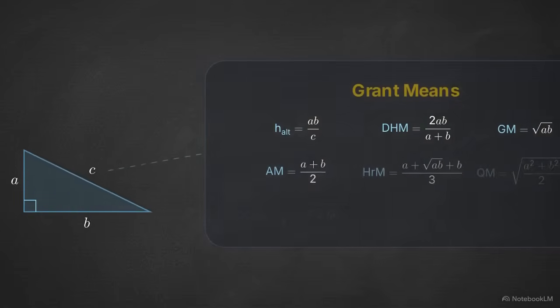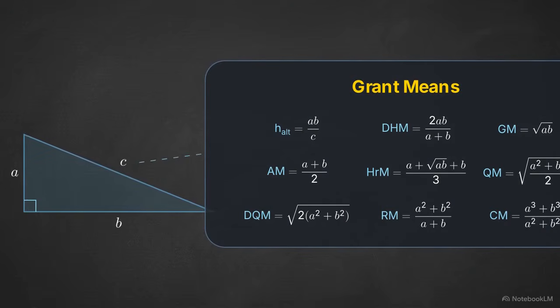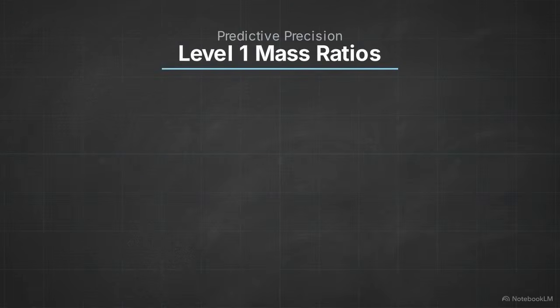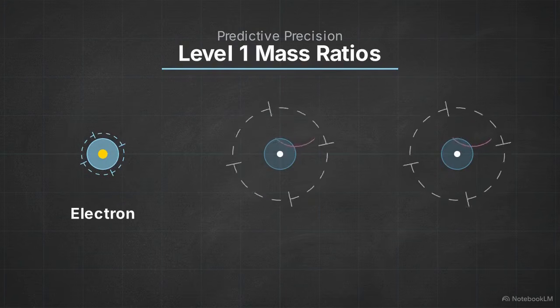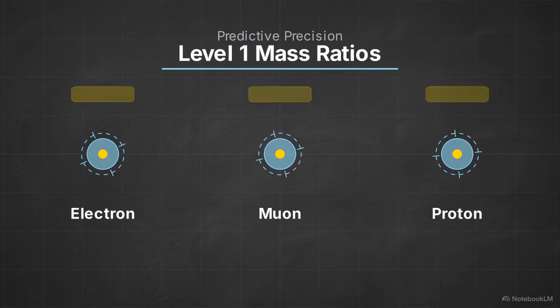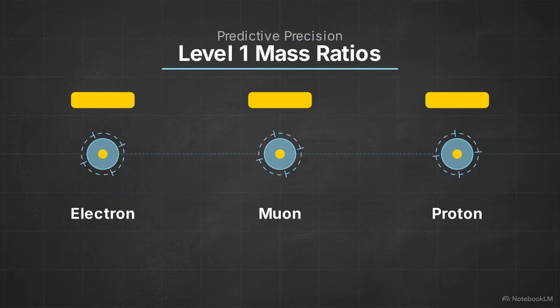By evaluating specific mathematical averages, known as Grant means, from Pythagorean triples, the program successfully predicts the level 1 mass ratios for particles like the electron, muon, and proton, with error margins often below 1%.